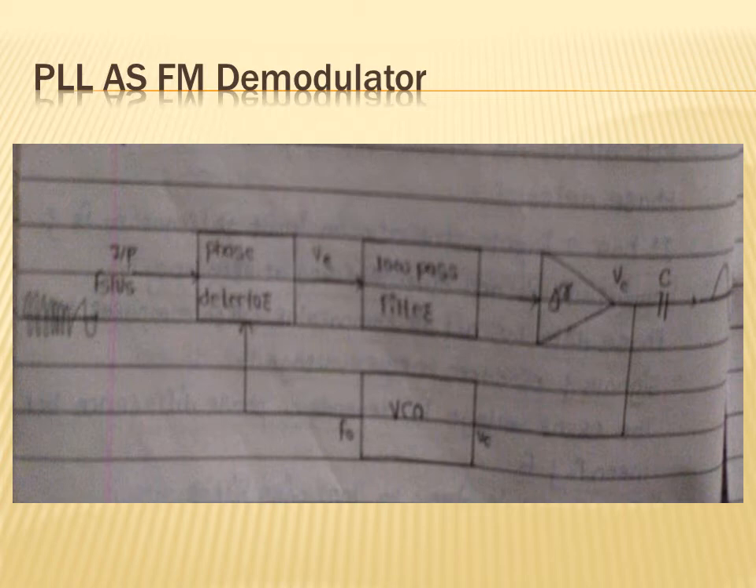What is demodulation? In the demodulation process we are removing the carrier signal and recovering the original signal. So the FM signal is given at the input, and at the output we are getting the sine wave, that is the original signal, back. So this is the PLL as an FM demodulator.